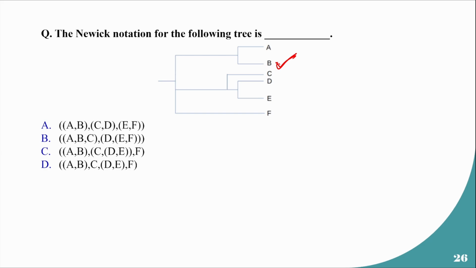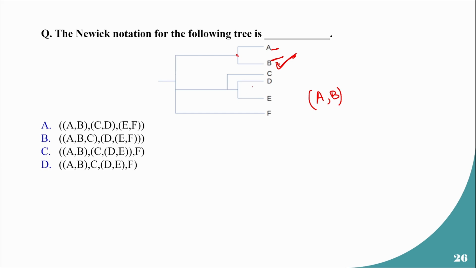So basically, how you construct it is that whenever you see two nodes that are connected, you just group them together using a parenthesis, right? For example, here this A node and B node are connected through a common point. So firstly you group them together and then put a parenthesis around them.